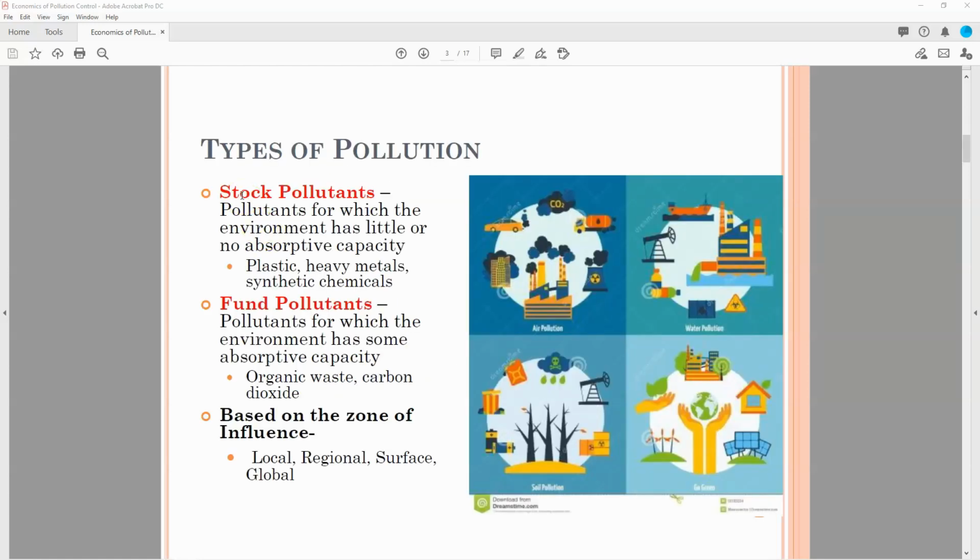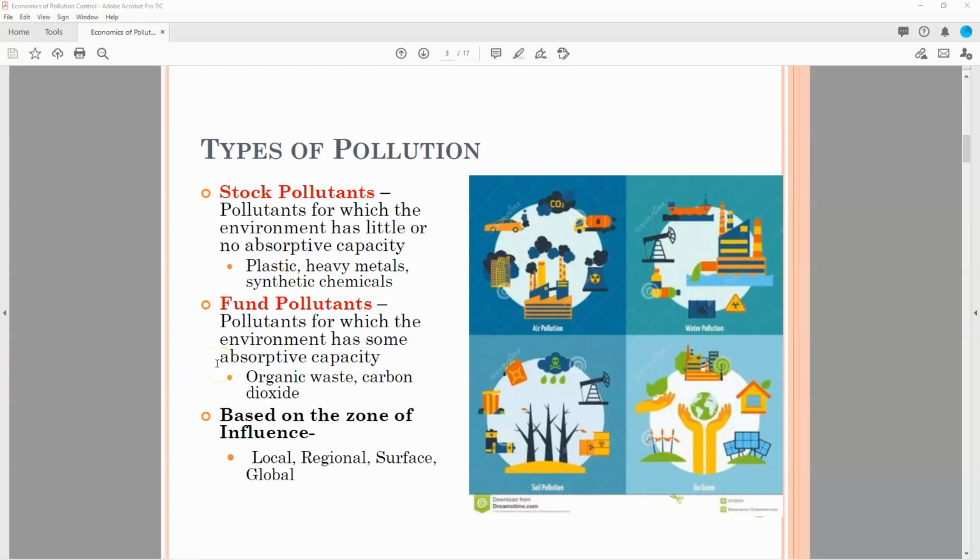First, the types of pollution. So we often see that there are two different types of pollution. The first one are called stock pollutants. For those kinds of pollutants, the environment cannot absorb or can hardly absorb them. For example, plastic, heavy metals, synthetic chemicals. And the second type of pollution, we call flow pollutants. For this type of pollutant, the environment can absorb. For example, organic waste, kitchen waste, carbon dioxide.